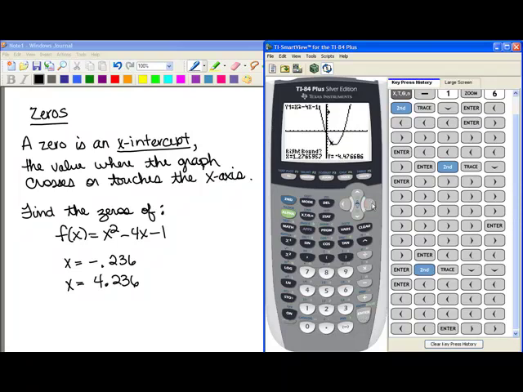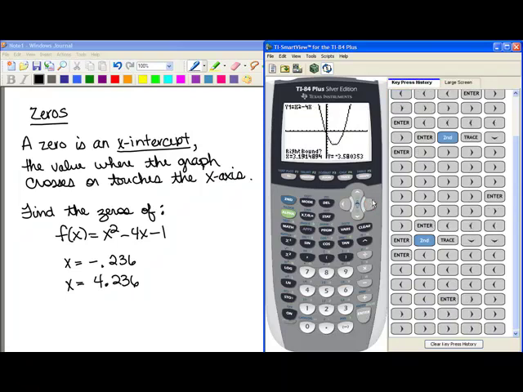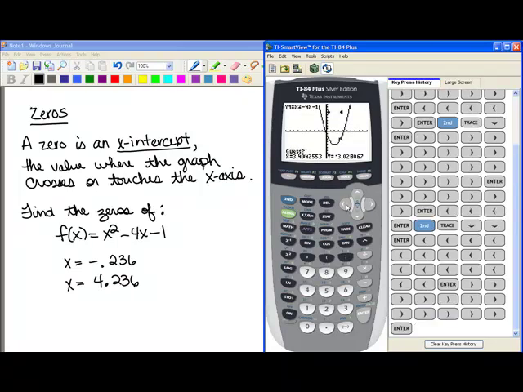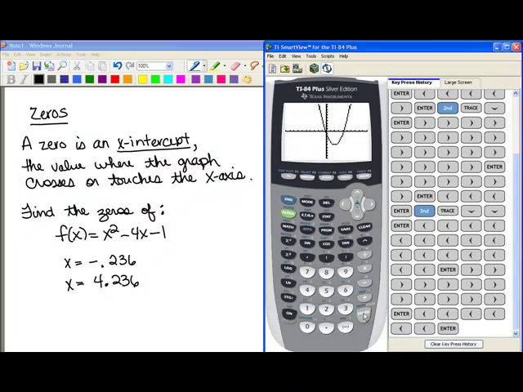Now I'll move it over to the right side. Okay, right about there will work. Press enter again. And then for the guess, I'll put the cursor right there. Press enter. All right, so the minimum turns out to be x equals 2 and y is -5.